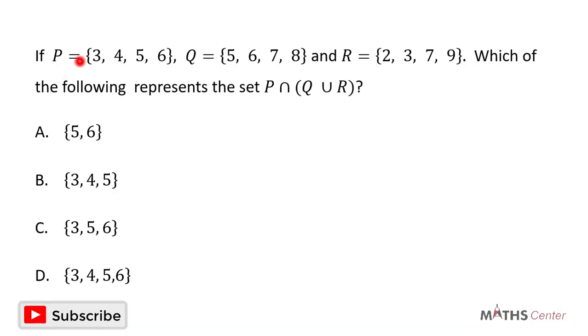If members of set P are 3, 4, 5, 6, members of set Q are 5, 6, 7, 8, and members of set R are 2, 3, 7, 9, which of the following represents the set P intersection Q union R? This is a multiple choice question, and so we are going to solve the question, and after that we will pick the correct option.